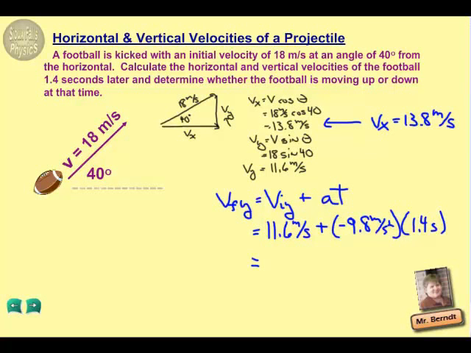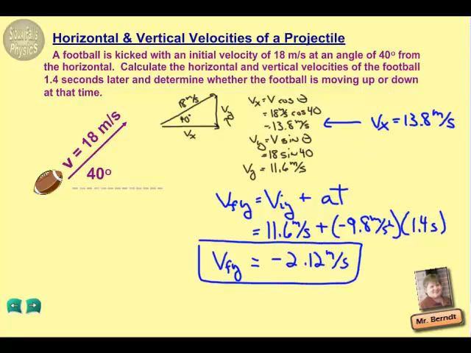At this point, it's just a calculation, and when we're done with the calculation, we're going to get minus 2.12 meters per second. This is our final velocity in the y direction. So we've got both velocities, both components, at 1.4 seconds afterwards.